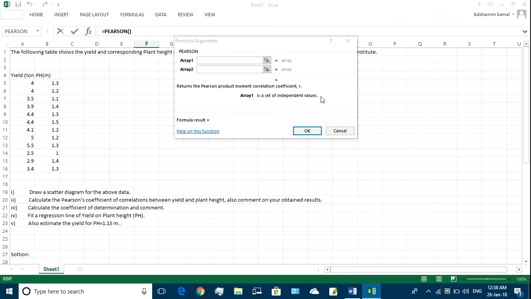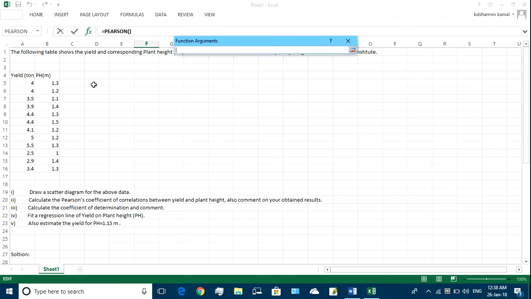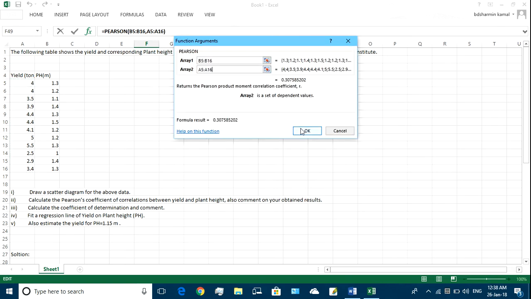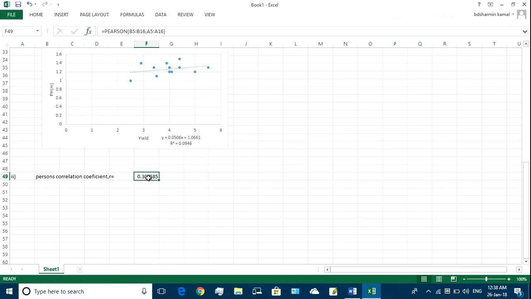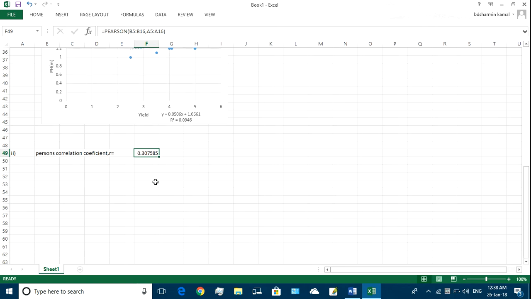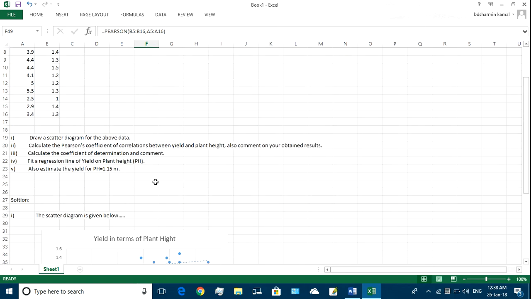Array 1 is set for independent variables. Here plant height is independent and yield is dependent. We can easily understand. Now in array 1 select plant height, because yield depends on plant height. Okay, in array 2 select the dependent variable, that is yield. Yes, we have selected the data, and now click OK, and we got Pearson's correlation coefficient R equals 0.307585. Okay, we have solved the second one.